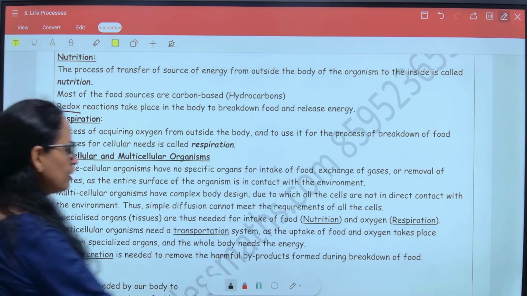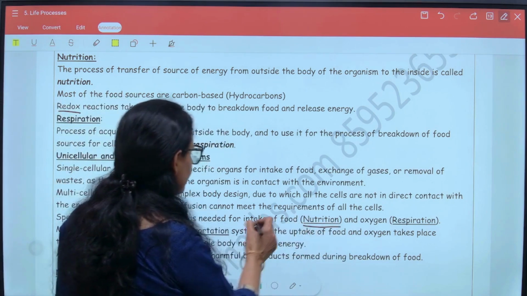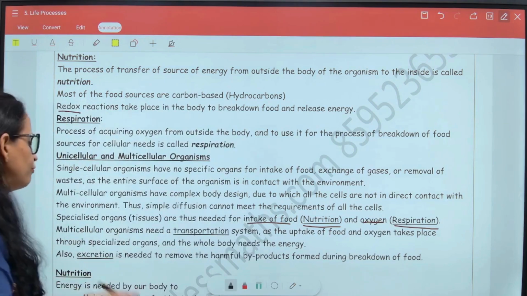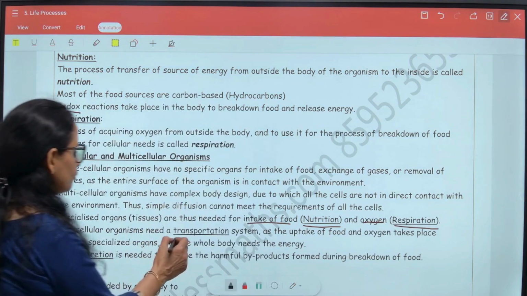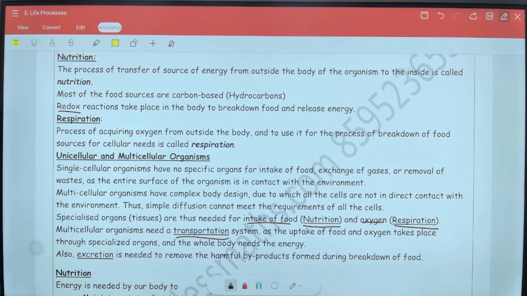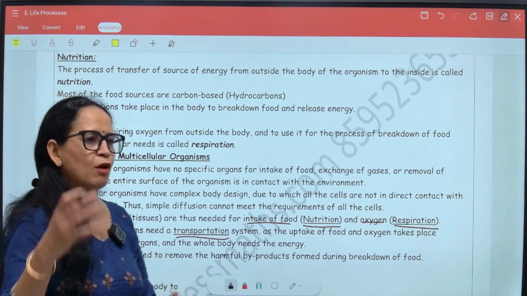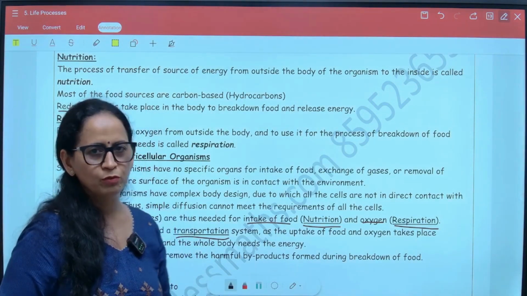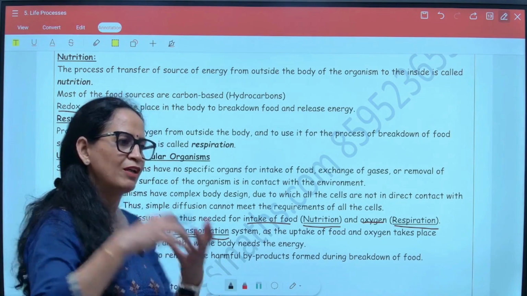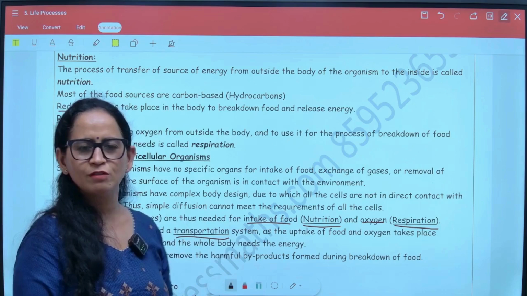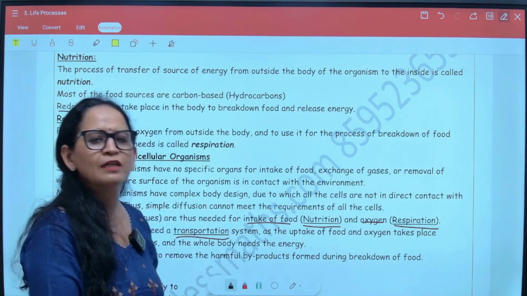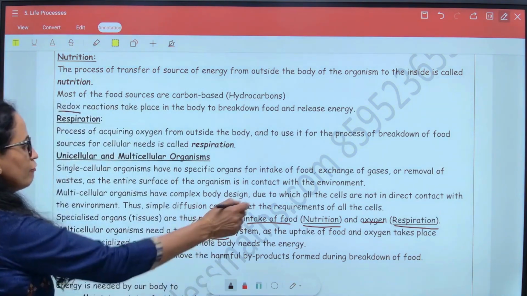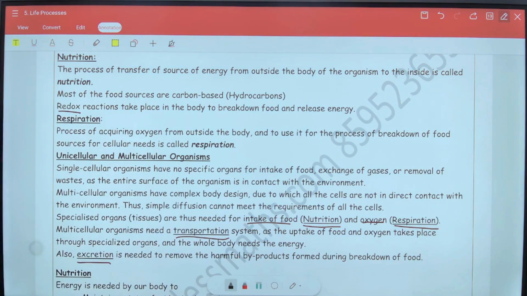So we have different life processes, namely nutrition, that is intake of food, then respiration, where you take in oxygen and break down the food, and then the transportation system that is needed to bring food and oxygen to appropriate sites where respiration can take place and energy can be used, or to transport the waste material that has been created because of respiration and throw it out of the body. That is excretion. So these are the four basic life processes that we are going to talk about in detail.